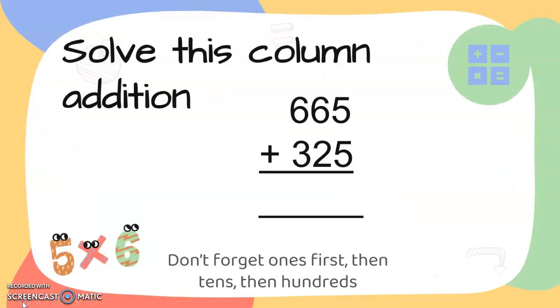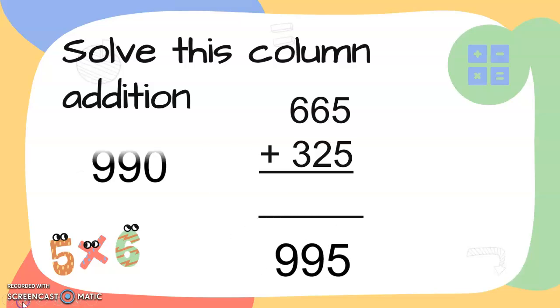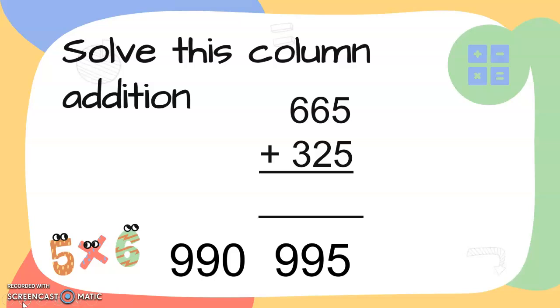So first of all, you've got a column addition to solve. 665 add 325. Don't forget which side to start at. That's right, it's the ones. Pause the video and work it out. Is it 995? Is it 990? Or is it 790? Which answer did you get?